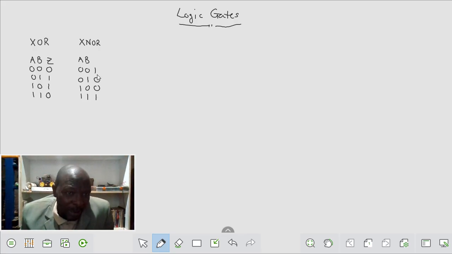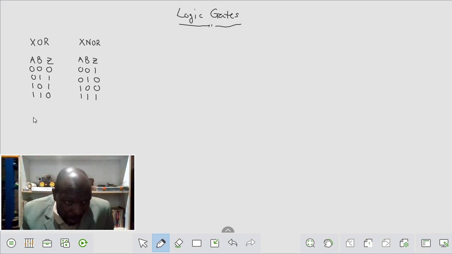Now that we've done complements, you will say this is actually one's complement. The exclusive NOR is one's complement of the exclusive OR, in fact, it's the inverse of it. So as you can see, these two are opposites.